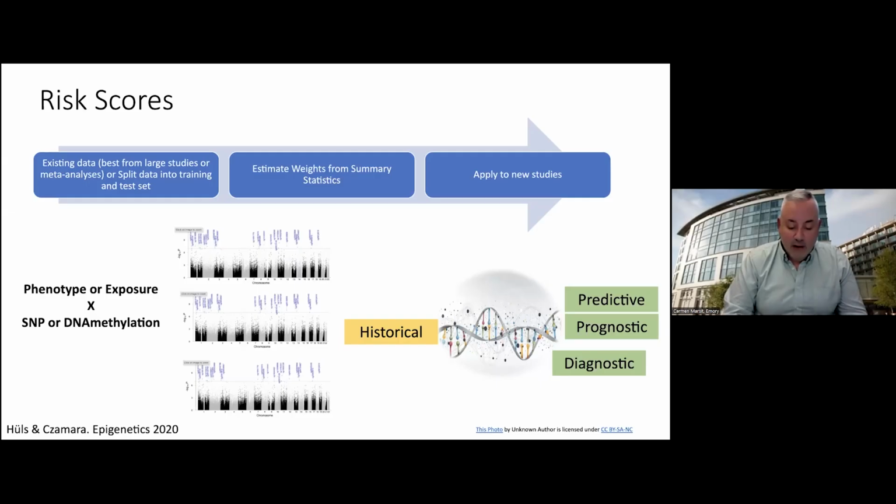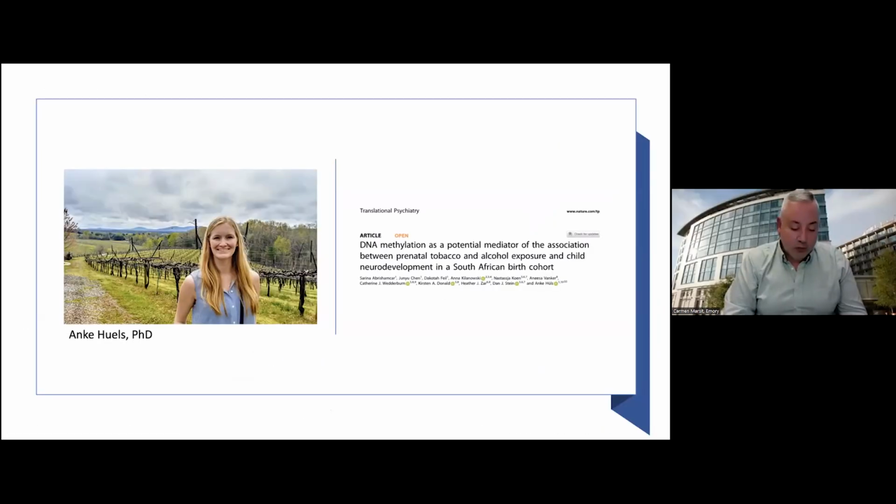And I think that's where people have been thinking about some of the genetic risk scores, but I think epigenetic risk scores can hold some of those same features. And just as an example of the potential for this to work, I want to show some work from a very talented early career faculty here at Emory, Anke Hoels, who has been looking at developing these types of epigenetic risk scores. And in this case, she published this study where she was looking at prenatal tobacco and alcohol exposures. And can she identify risk scores to underlie what those might look like?